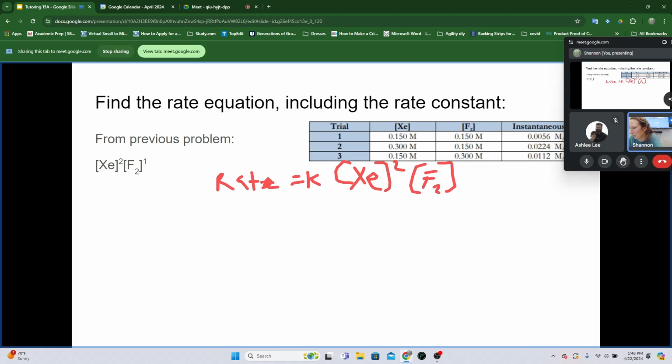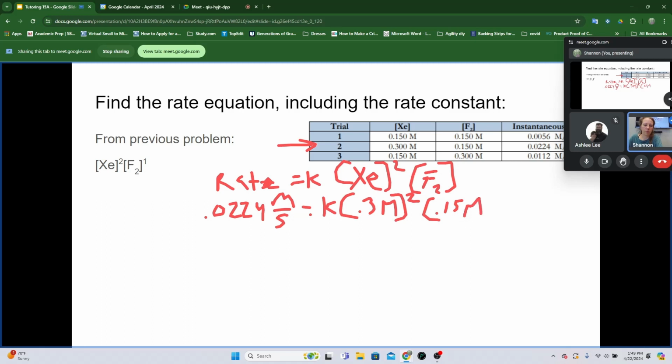Okay, so the rate is 0.0224 molarity per second, equals K. My concentration of xenon, remember I'm looking at trial 2, is 0.3 molar. And don't forget your exponents. And the concentration of fluorine is 0.15 molar. And the exponent is 1 there, so we don't need to write it.